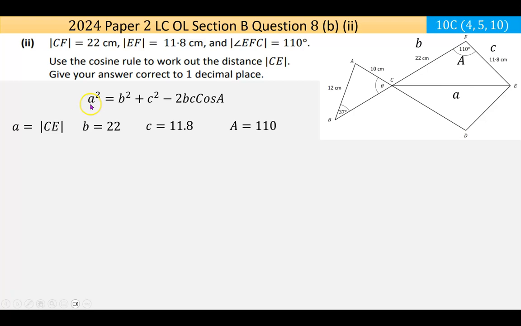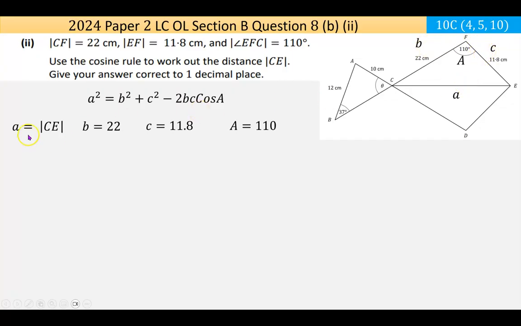It reads a squared is equal to b squared plus c squared minus 2 times b times c times cos a. Now, cos a is just a number. We need to know what the angle is to know which number cos a is. I'm told the angle. I'm trying to find the side opposite, and the cosine rule will work if I know the two sides either side of the angle I'm given.